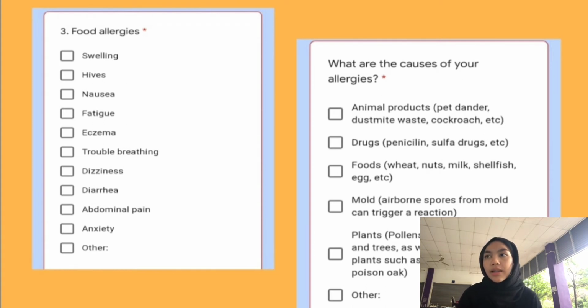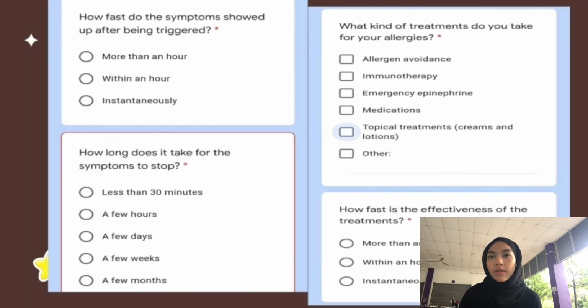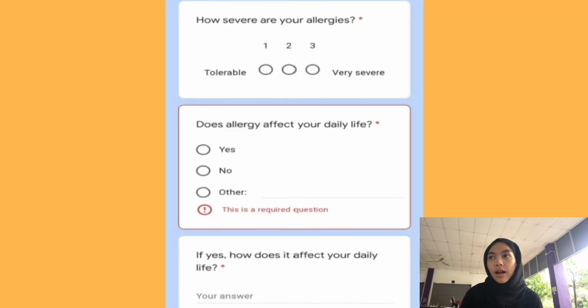As they get treatments for their allergies, we want to know what kind of treatments, for instance topical treatments, medications, or allergy avoidance, how effective these treatments are, and how long it takes to minimize the symptoms. Lastly, we also want to know how serious their allergies are, from tolerable to severe, and how the allergies affect their everyday life.